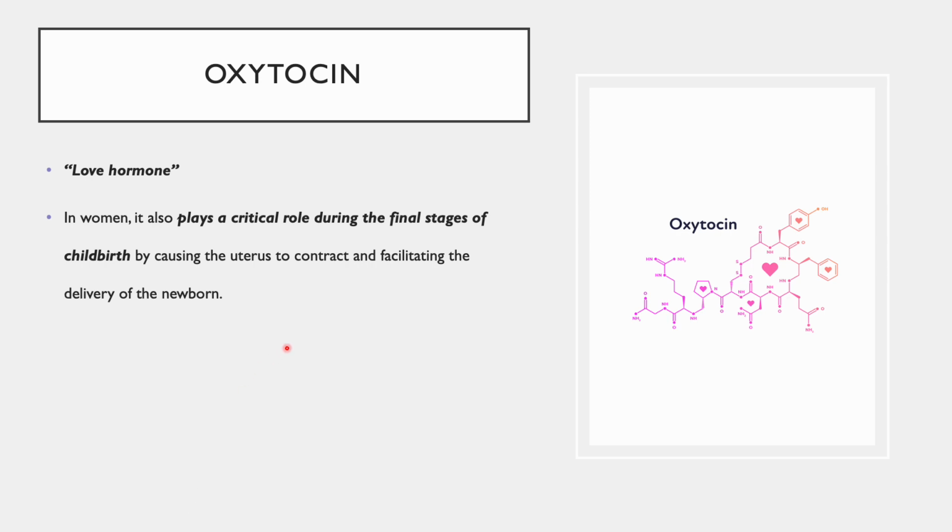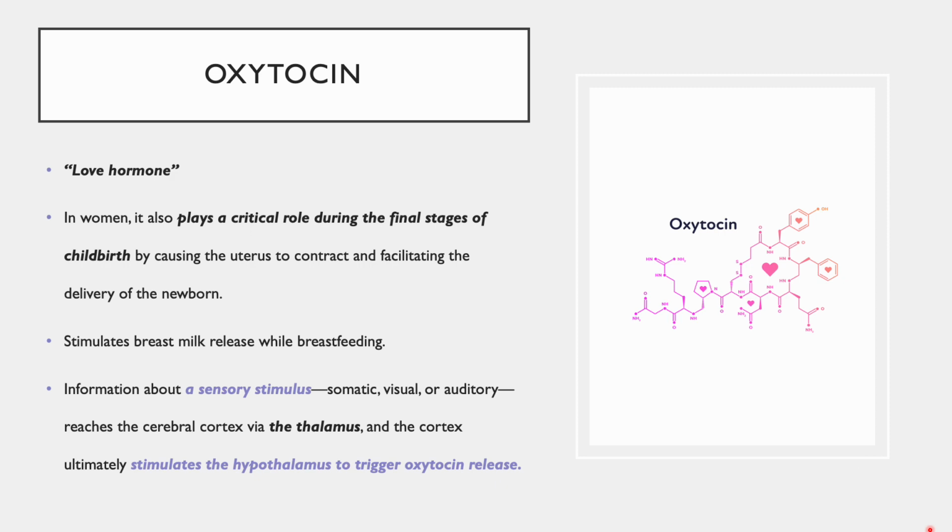It also plays a really critical role during the final stages of childbirth. So it can cause the uterus to contract and facilitates the delivery of the newborn. And it also stimulates the ejection of milk during breastfeeding. So, interestingly, all lactating mothers know about this complex letdown reflex that involves oxytocin neurons of the hypothalamus.